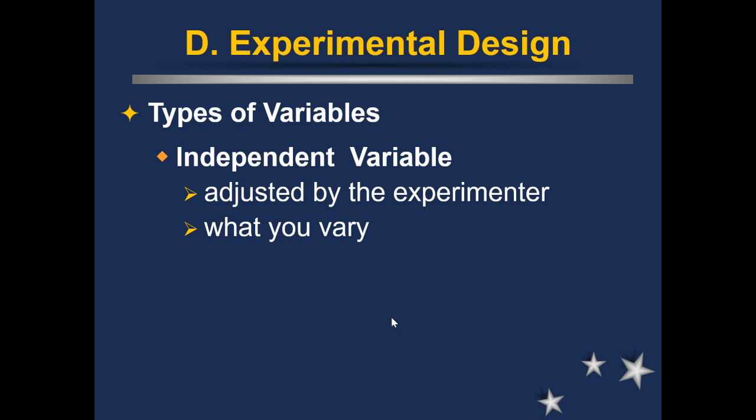Let's take the example of the fans in our classroom. It's very, very hot in there. Let's say I bring in more fans from home. That's an adjustment I'm making. The number of fans would be the independent variable.